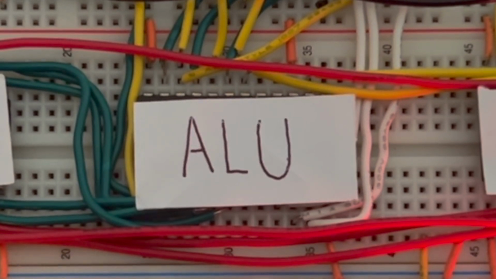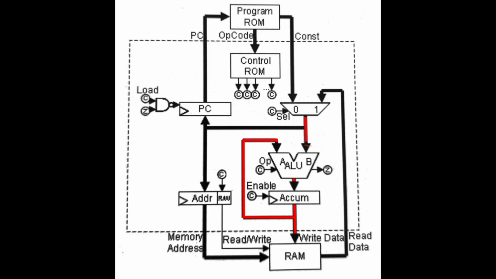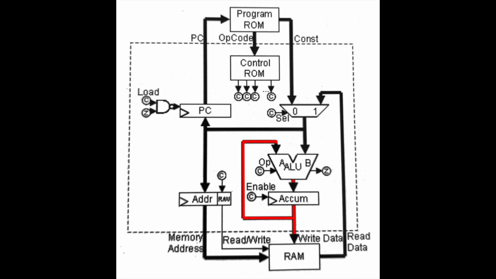The ALU is the processor's computational core, performing arithmetic and logical operations based on control ROM instructions. It processes input data from the accumulator and the multiplexer, producing results sent back to the accumulator or RAM. The accumulator temporarily stores the output of the ALU, acting as a working register for ongoing calculations. Its output is fed back into the ALU and also into the RAM's data input pins for storage when needed.